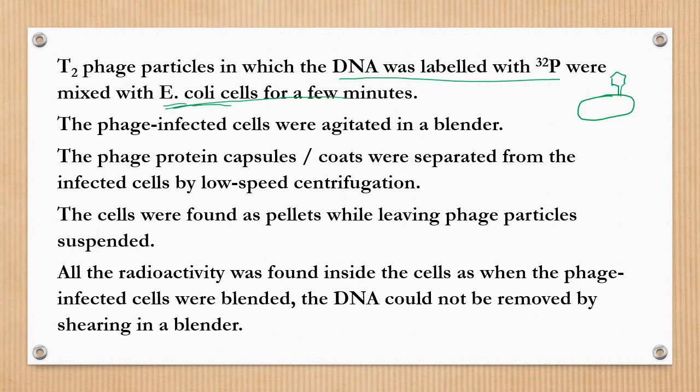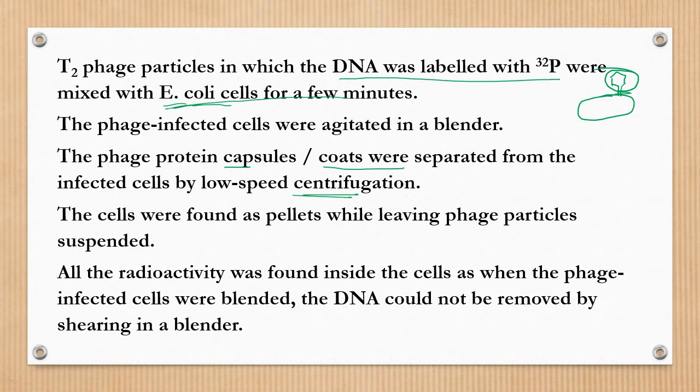The phage infected cells are agitated in a blender. They are thoroughly shaken and mixed. Then what happens? The phage protein capsules or coats were separated. When they mix, this part is separated from the infected cells by a low speed centrifugation. Now, the cells were found as pellets while leaving the phage particles suspended.